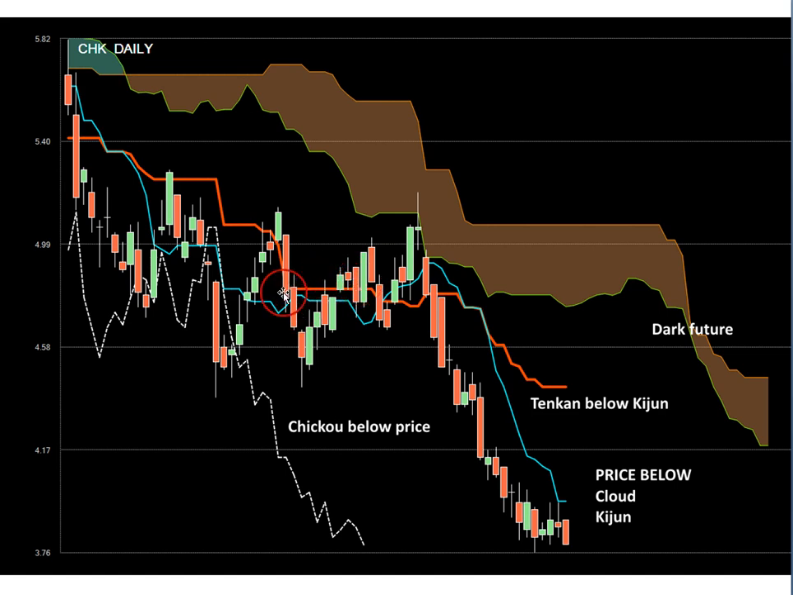Now, there's a couple things about the Ichimoku cloud that apply to other charts as well, but I think it's more distinctive in the Ichimoku cloud chart, and that's how different time frame charts can look and tell you an entirely different story.